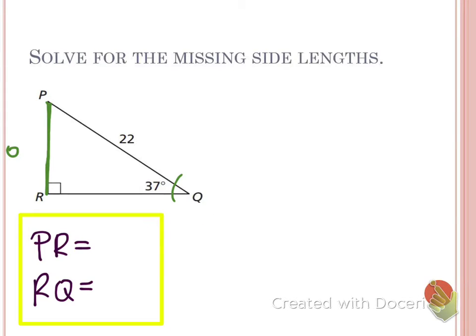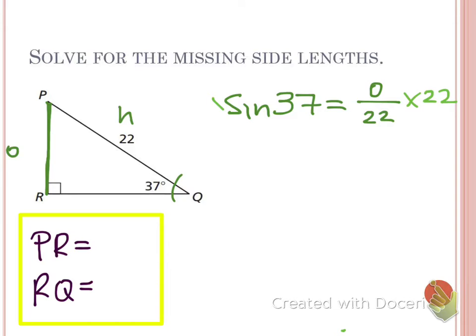So we've got an opposite, and then what kind of side is 22? Hypotenuse. So which trig ratio are we going to use? Sine. Good. Sine of 37 degrees equals the opposite, which we don't know. Again, I'm going to put O. You could put X if you want. Over the hypotenuse, which is 22. Do I need to flip this? I do not. 22 is on the bottom. Multiply by 22. The opposite equals 13.2. So the length of PR equals 13.2.